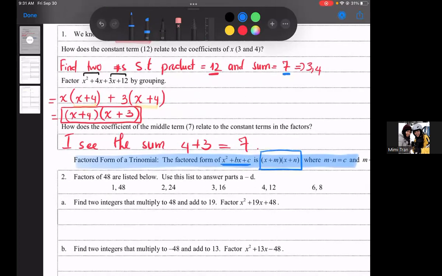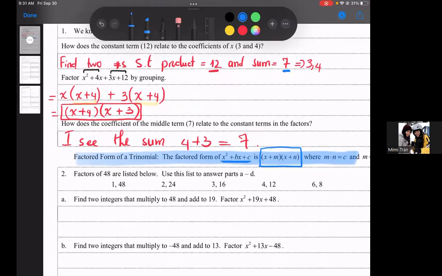Okay, all right. So let's do this. The factors of 48 are listed below. Use the list to answer parts A to D. So I got 1, 48, 2, 24, 3, 16, 4, 12, 6, 8. Find two integers that multiply to 48 and add to 19.